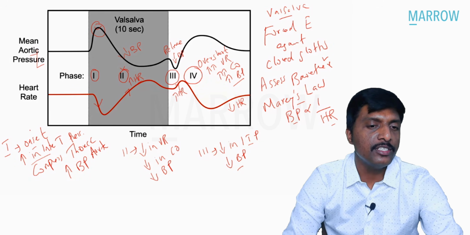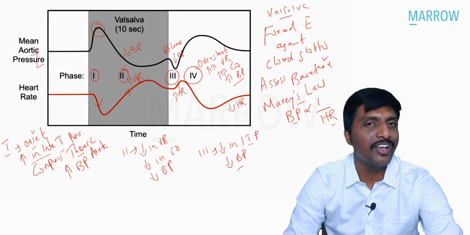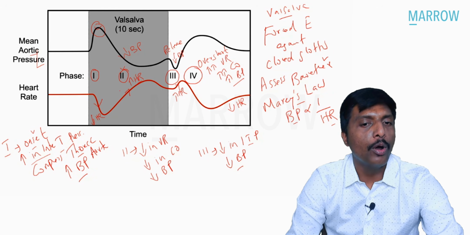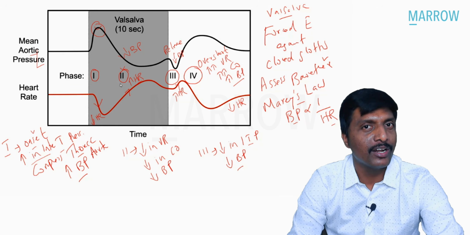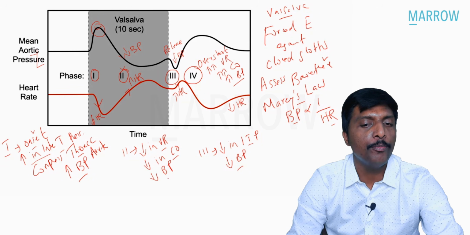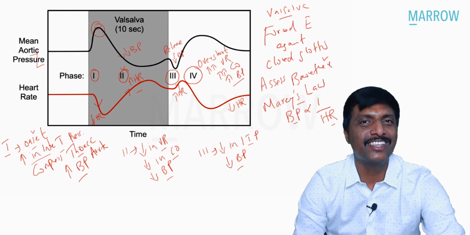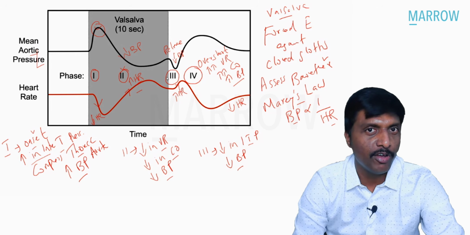What is phase 1, sir? Onset. Increase in intrathoracic pressure, compression of thoracic aorta, rise in BP. Rise in BP means fall in heart rate. What is phase 2? Maintenance of stress, that is doing the maneuver. During this maneuver, there is fall in venous return, fall in cardiac output, fall in BP. Automatically rise in heart rate. What is phase 3? Releasing that stress. We ask the subject to stop doing Valsalva maneuver.